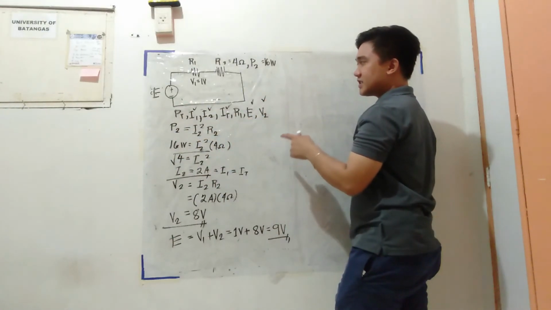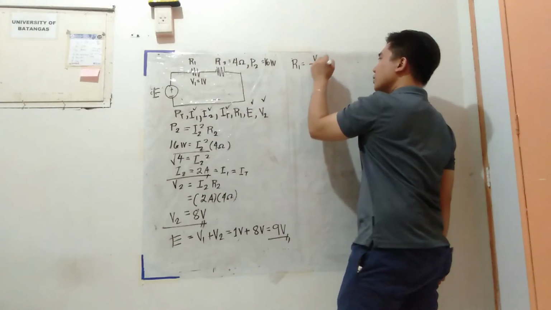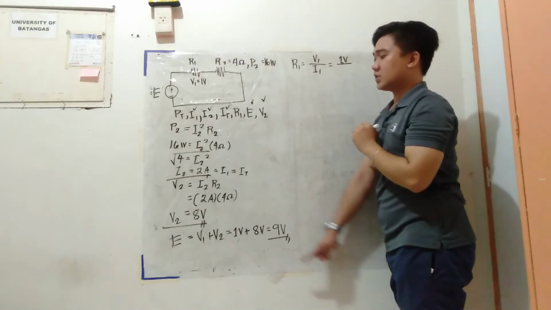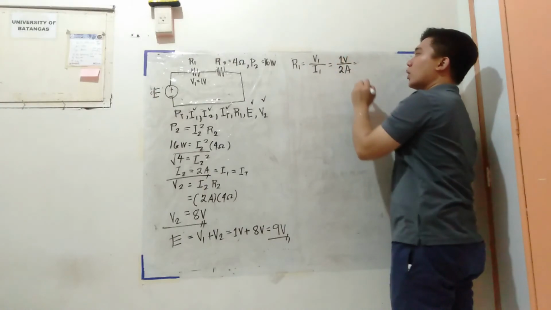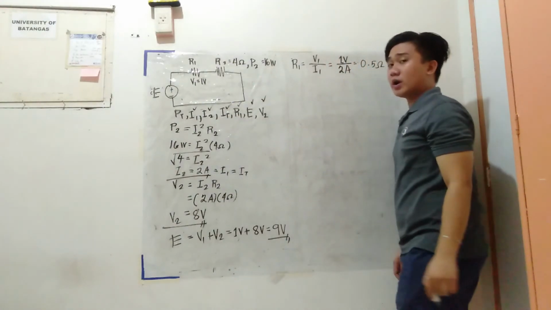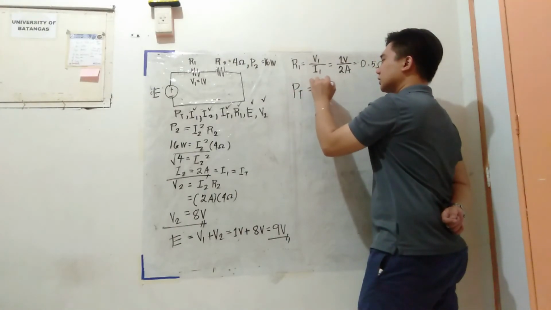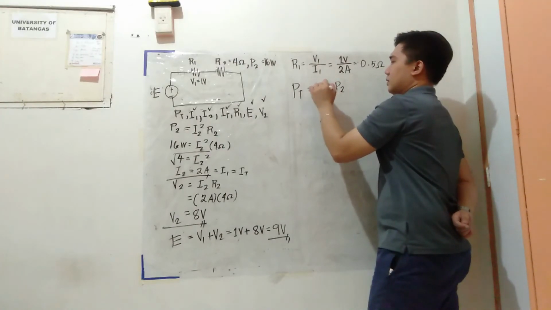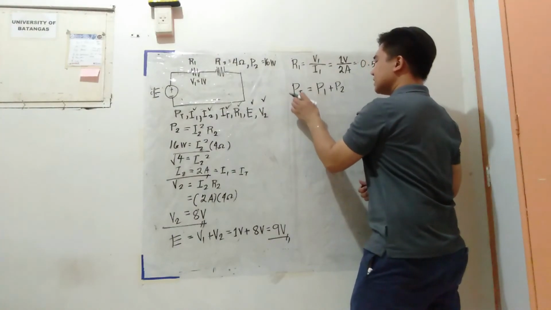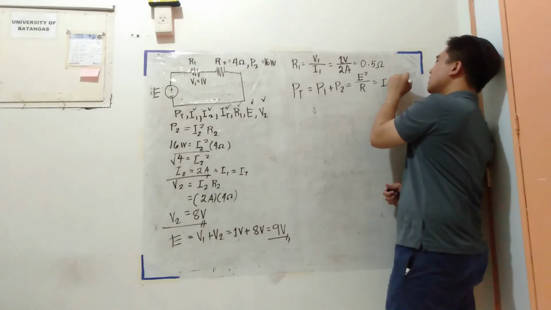Okay? I can solve R1 because that is just equal to V1 over I1. V1 is equal to 1 volt while I1 is equal to 2 amperes. So that is 1/2 ohm or simply 0.5 ohms. So we now have a value of R1. To get P total, that is just the summation of power in resistor 1 and resistor 2. Or simply, that is equal to E squared over R, or simply IT squared over R total.